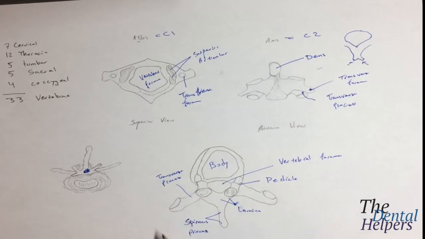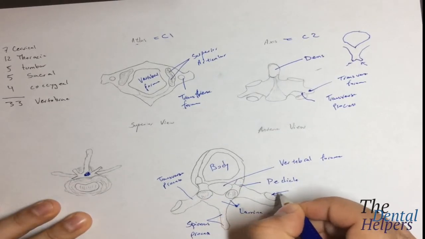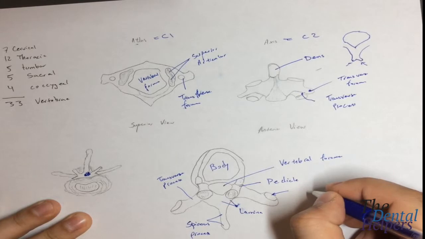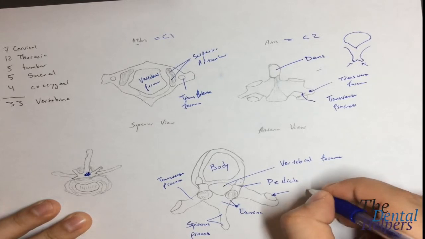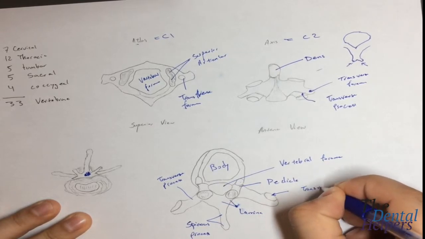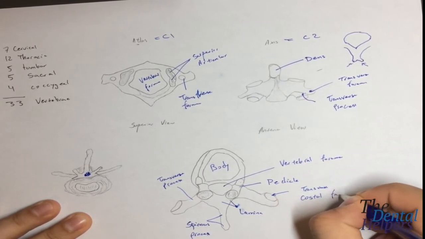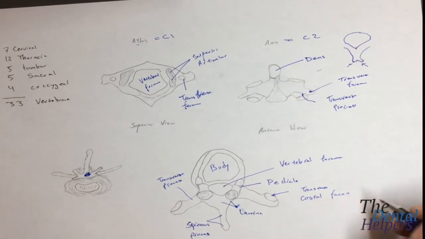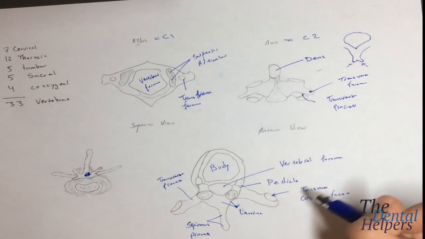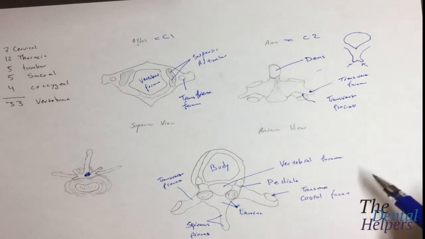So these heart-shaped facets, as they're called, are the site for the ribs to attach. They're actually called the transverse costal facet. And facet just means heart-shaped. So it sort of looks heart-shaped. And as I said, this is where the ribs are going to connect.